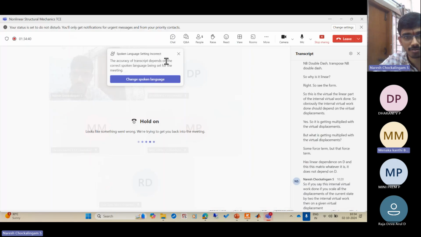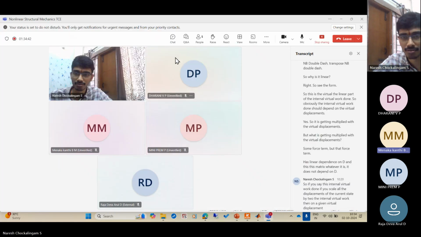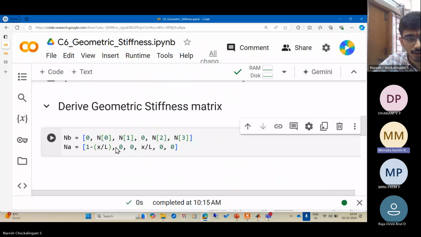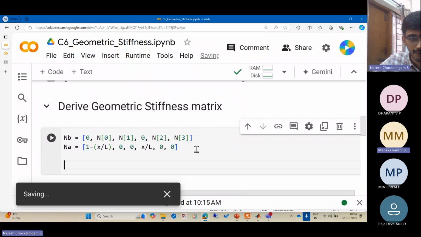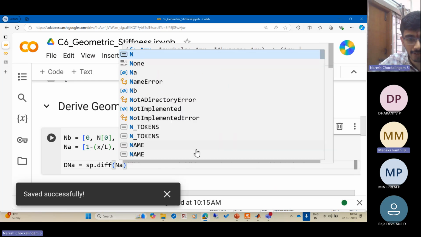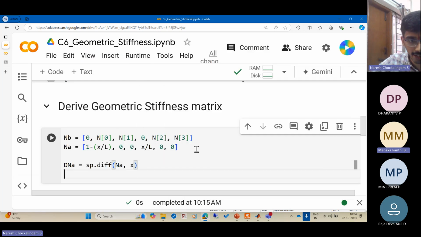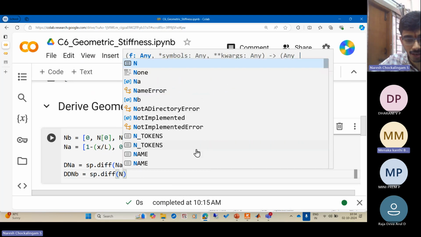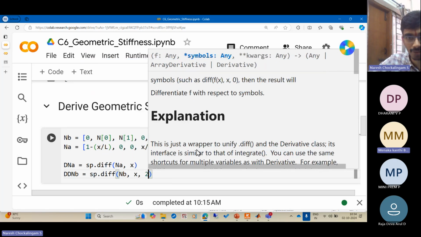So go to this one. NB and NA we have. Let me just call DNA as the differentiation of NA with respect to X, and let me call DNB as the differentiation. So sp.diff will analytically differentiate NB with respect to X 2 times.